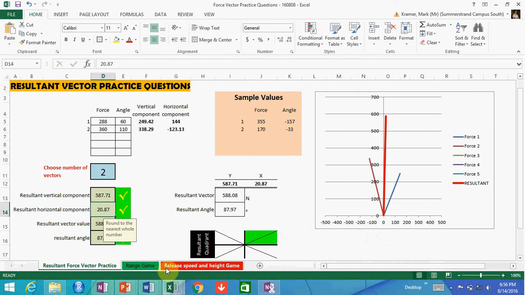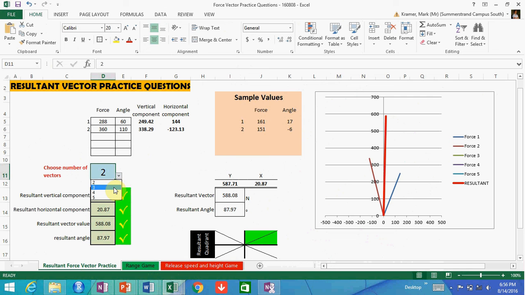Let's say I made some mistake and I entered 25 here by mistake. So you can see here that's where I put a wrong answer, and I might need to go back and solve for it. But the answer is already given here, so if I just put this 20.87 in there, it should be right. It's also going to tell you what quadrant the resultant vector is ultimately going to be in.